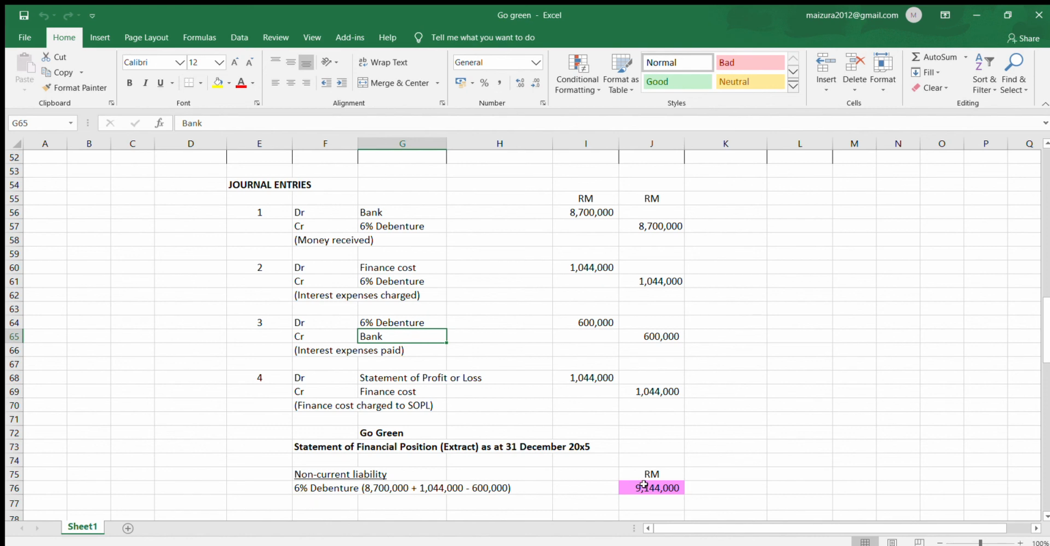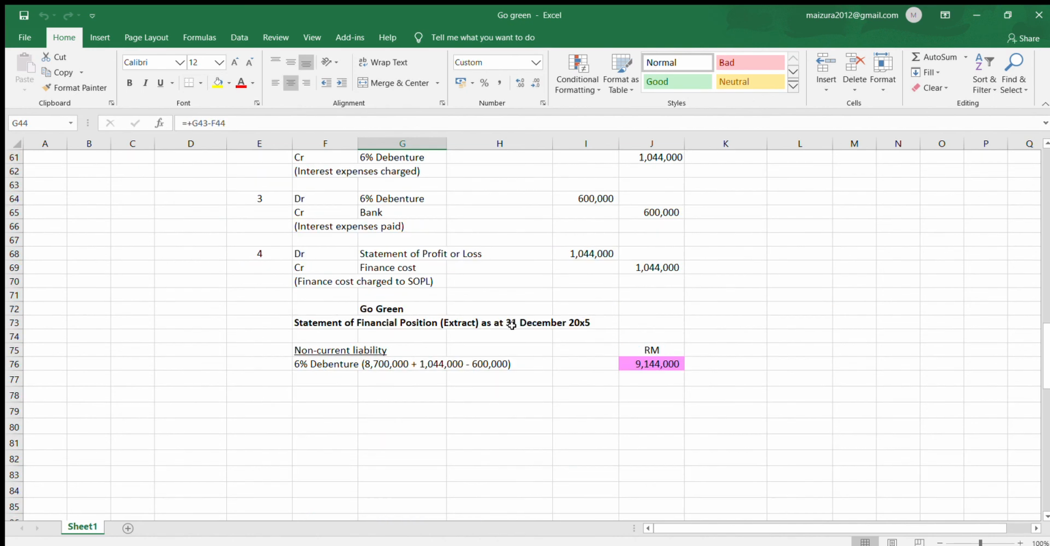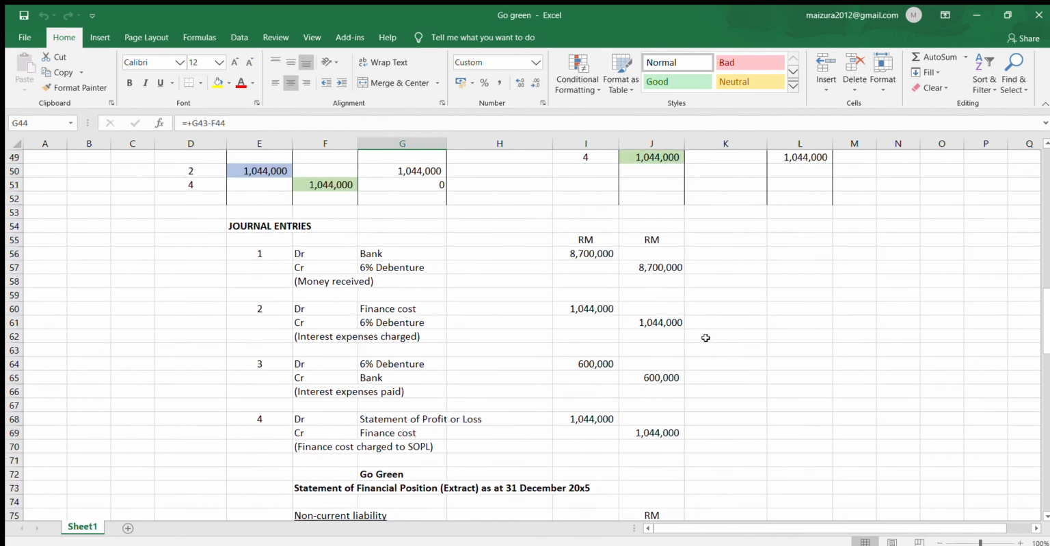So in terms of RM, how do you get 9,144? You can show your workings here, plus and minus, and you can also refer to the accounts here, where this is the amount issued in the first place, plus interest charge and minus interest paid. So you are left with 9,144. This is the figure for the statement of financial position. If the question needs you to prepare the bank account in the statement of financial position, this is the balance for the bank.